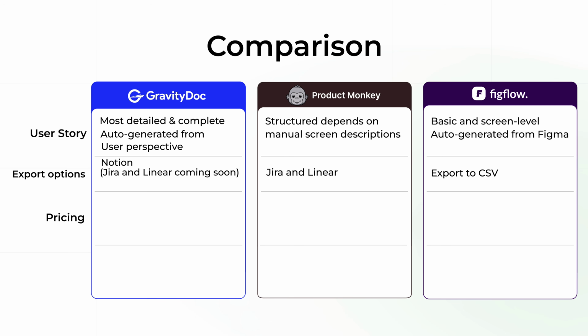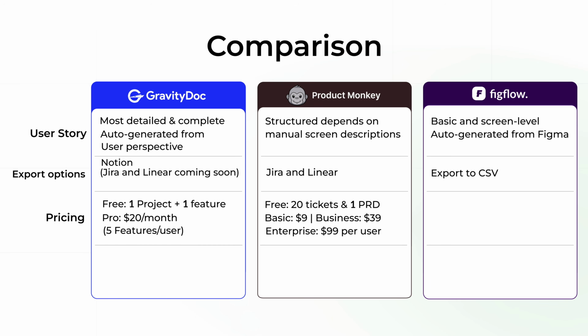Now coming to pricing, GravityDoc offers a free plan that provides one project and one feature. If you want more, the Pro plan costs $20 per month for 5 features per user. ProductMonkey also offers a free version which includes up to 20 tickets and 1 PRD per user per month. And its paid plan starts at $9 per month. Figflow gives you 250 free credits to try things out. And you can upgrade to the Pro plan for just $9 per month with unlimited projects and usage.